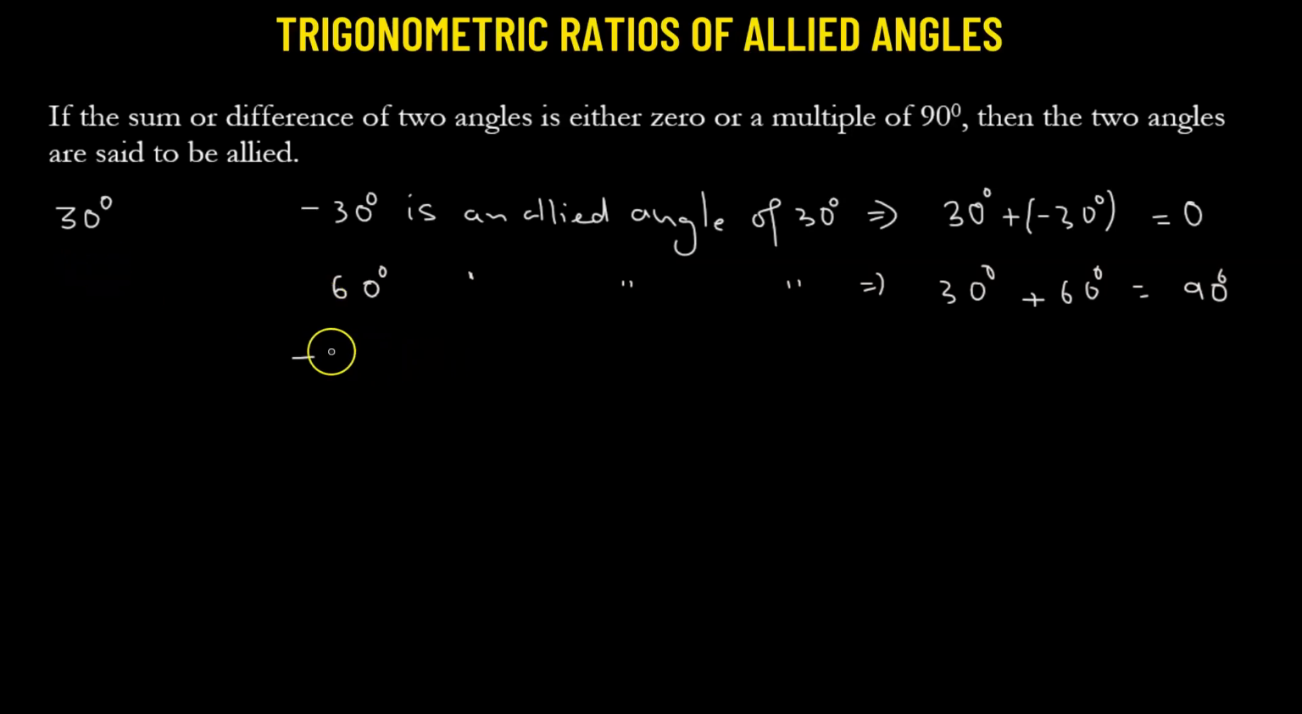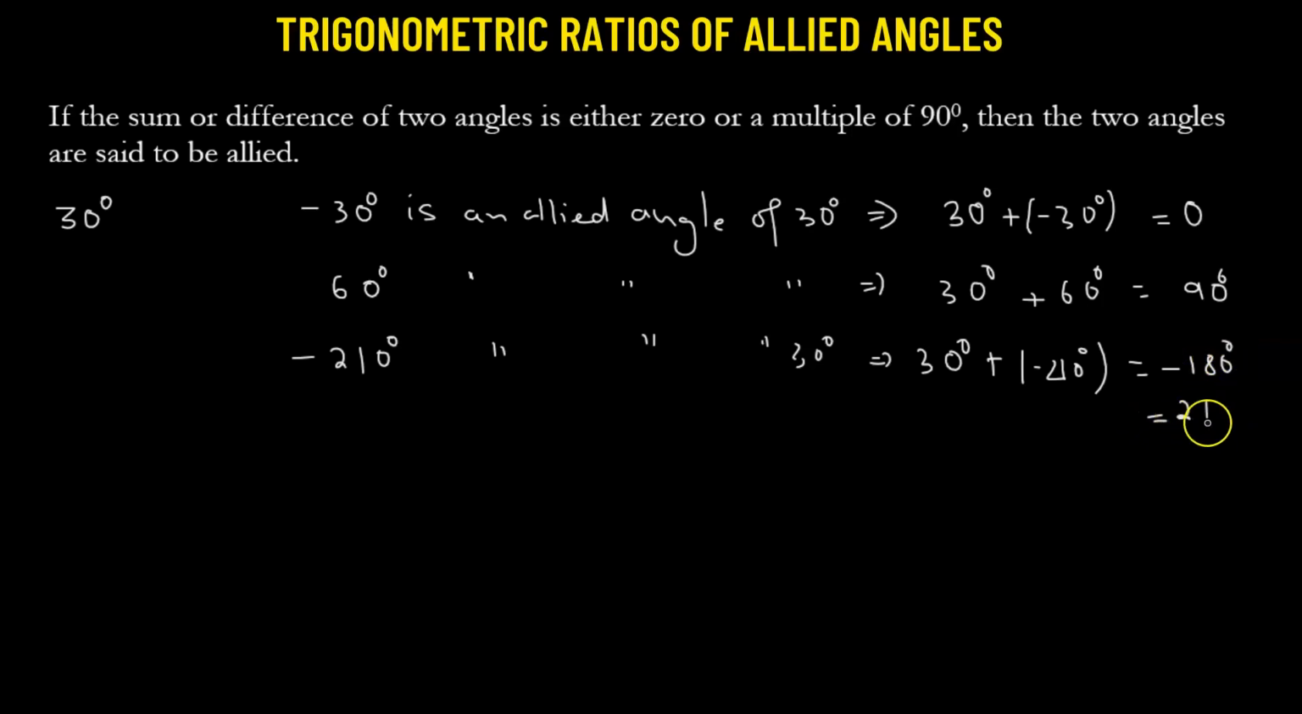Then we could have negative 210 degrees. Negative 210 degrees is an allied angle of 30 degrees because if we take 30 degrees and add negative 210 degrees to it, this gives us negative 180 degrees, and negative 180 degrees is simply 2 times negative 90 degrees, or we can say it's a multiple of 90 degrees. So that is how we can define allied angles.